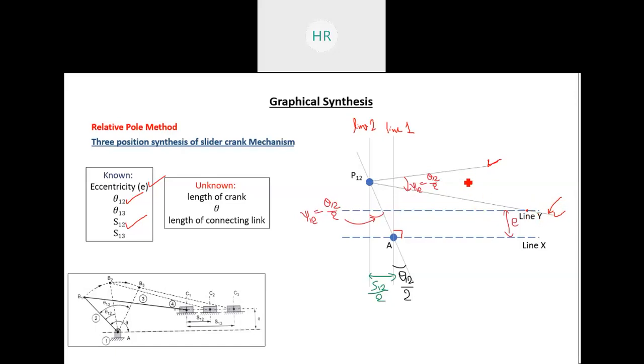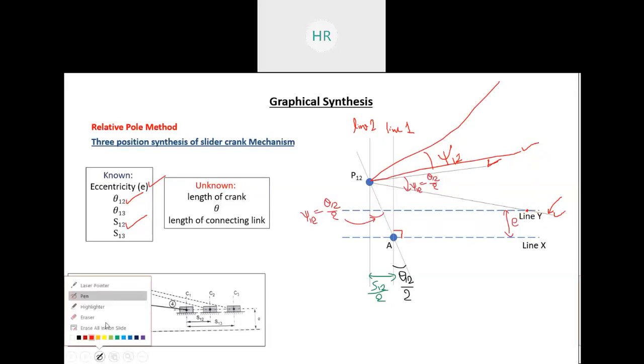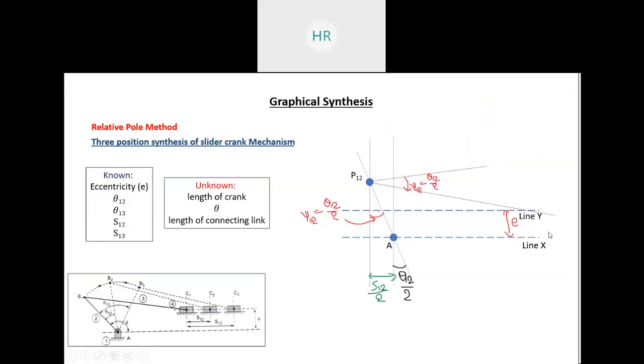You have to draw it randomly like this. It should not be that from P12 I simply drew two lines at an angle of zeta 12. This should not happen. This line over here should intersect line y. You have to draw the line this way, not completely randomly. Keep this thing in mind. Let me erase all things to make things clear. So at the intersection of this, we are getting point C.